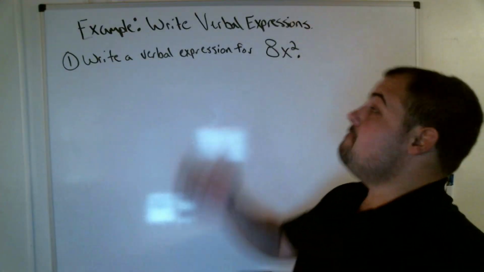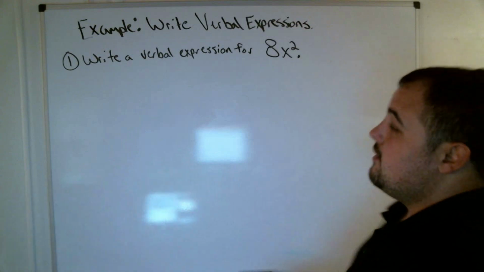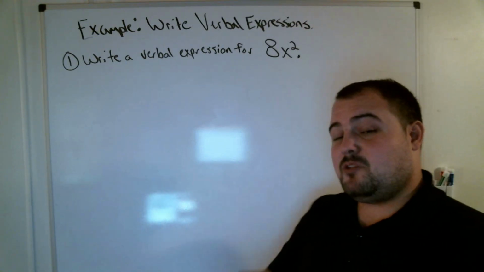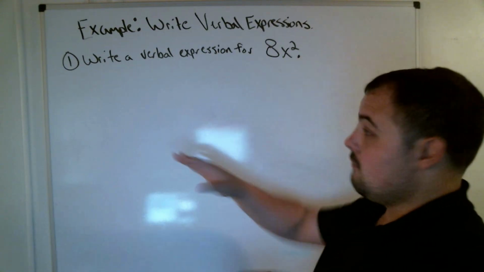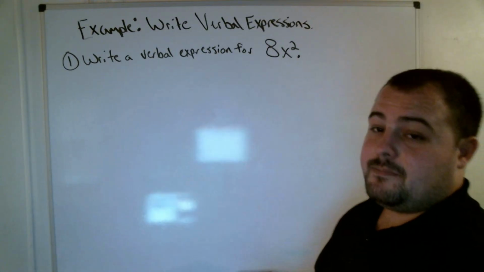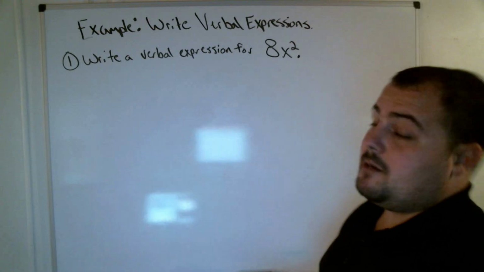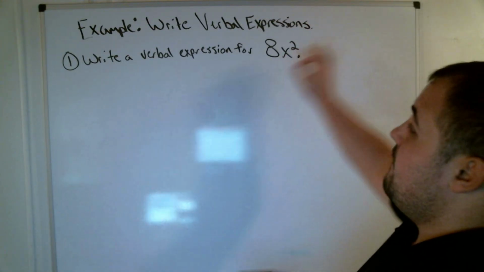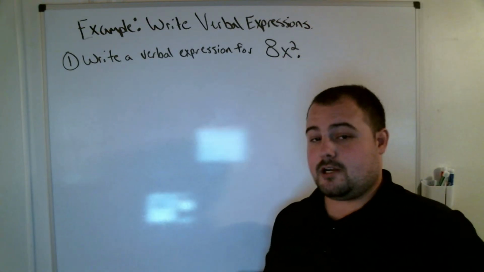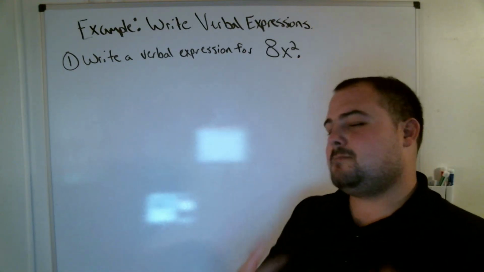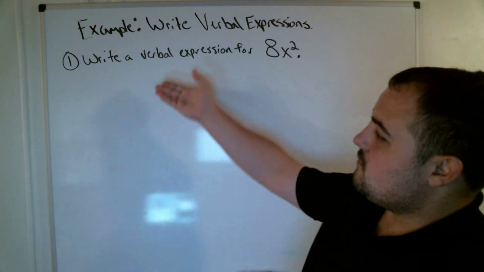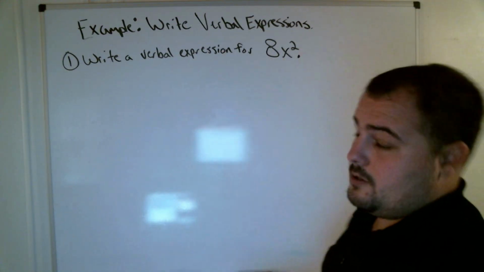Alright, hey guys, this is our first question that we're going to be looking at. This is our first example. Anytime we see an example on the board, our job is to first pause the video, write down what we see, and then attempt the problem. So in this problem, our first example says that we need to write a verbal expression. Reminder, based on our vocab, a verbal expression is really how we would speak the words. It says write a verbal expression for 8x squared.